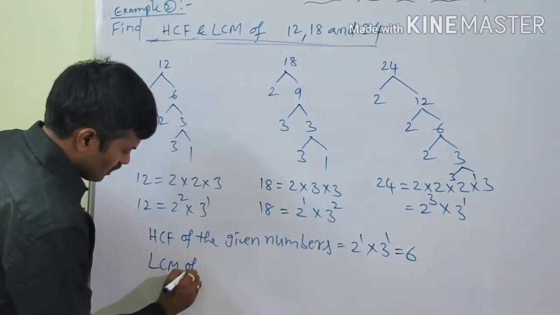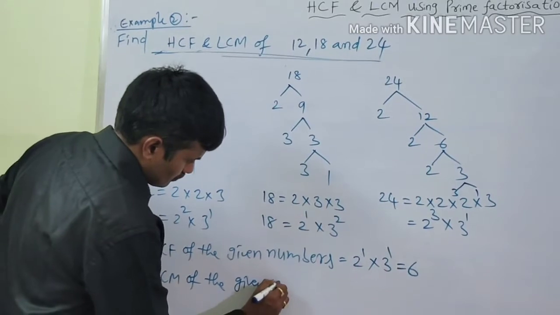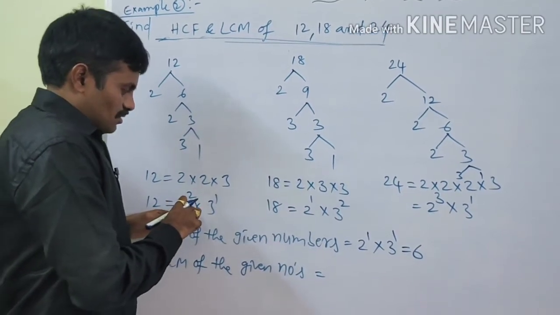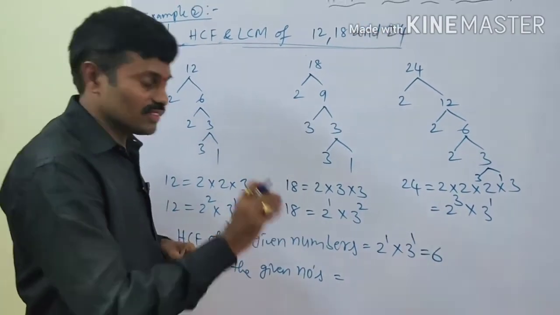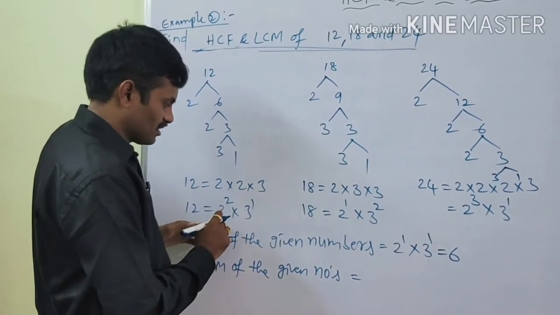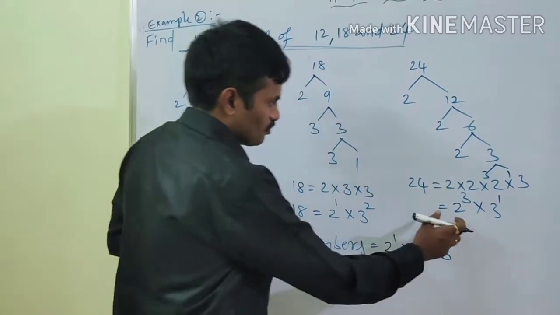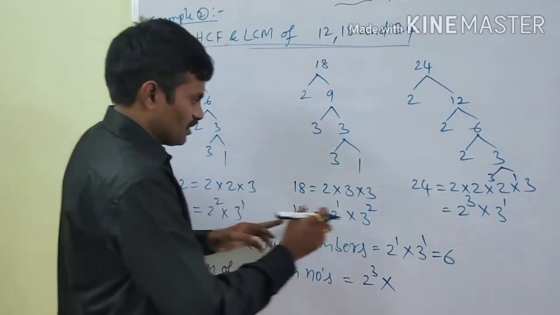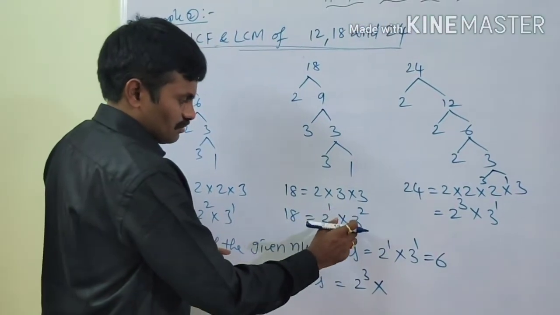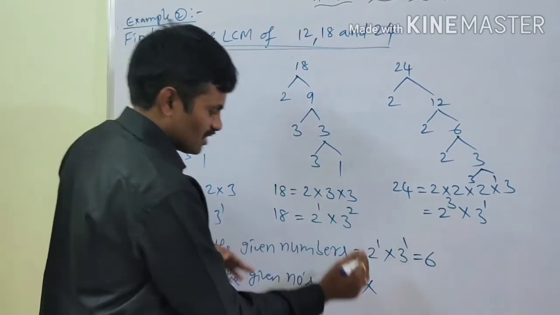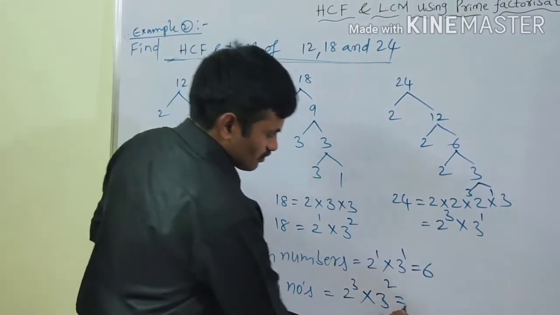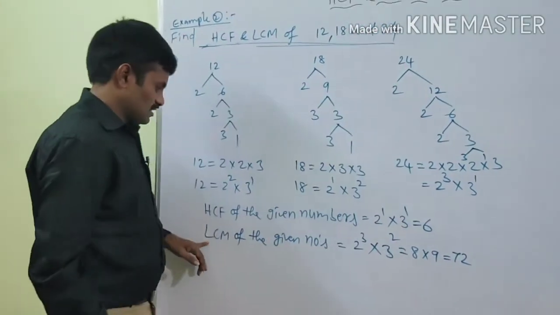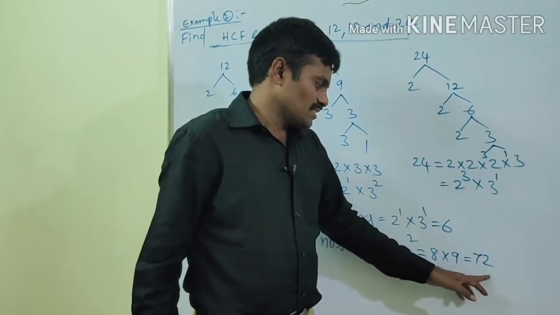Now find the LCM of the given numbers. What is the definition of LCM? Product of the greatest power of factors of the given numbers. I am not saying common factors. Now here, what is the greatest power? In this 2 power 2, 2 power 1, 2 power 3, the greatest power is 2 cube. So 2 power 3 into, in 3 power 1, 3 power 2, 3 power 1, which factor has the greatest power? In this 18, we have 3 square, so 3 square. 2 cube value is 8, 3 square value is 9, 8 9s are 72. This is the LCM of the given numbers, 72.